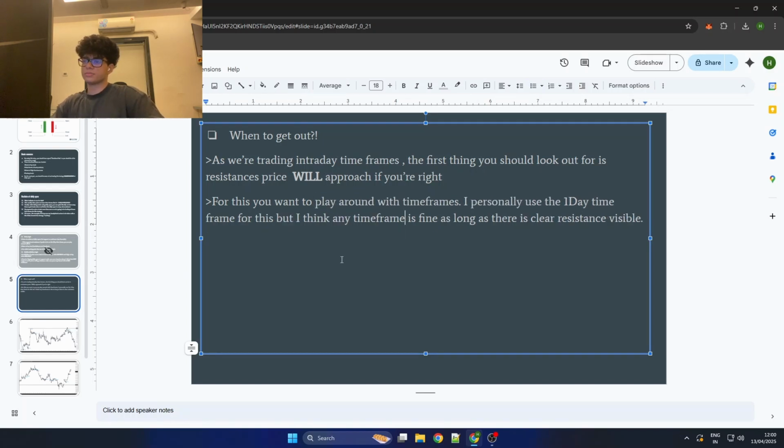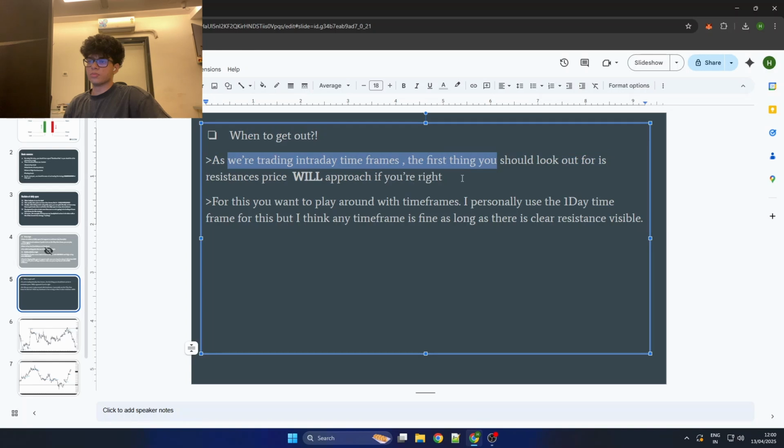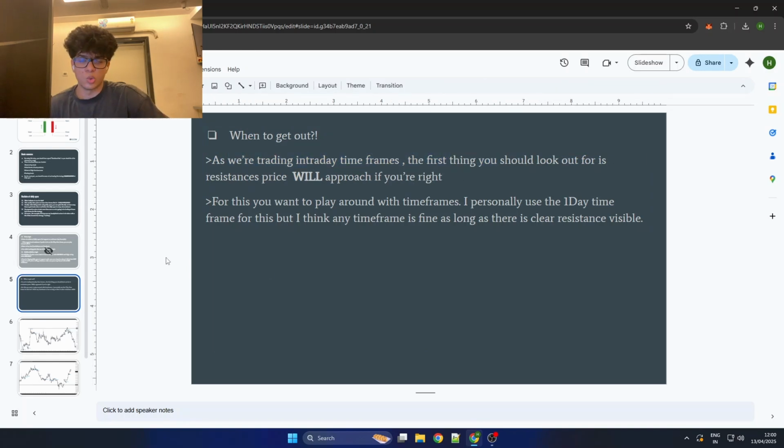You want to play around with time frames. I personally use the 1 day time frame for this, but I think any time frame is fine as long as there is clear resistance available. Because we use the support and resistance levels from 1 day and then we traded on the daily open on 1 hour, that usually makes more sense, as daily support and resistance is better than 1 hour support and resistance, right? So here you want to play around with that, look at what is more prominent. If there is a clear resistance on the lower time frames, use that. But if there is not a clear resistance on the lower time frames, then go for daily time frames or 4 hour time frames. Those time frames are usually clearer and you can find better levels to trade at, right?